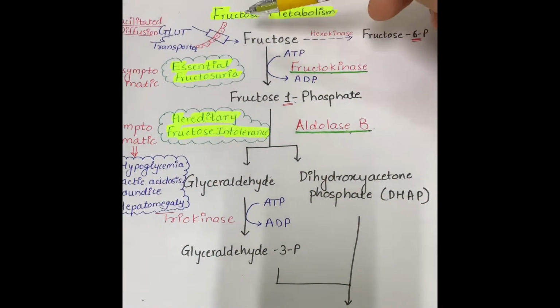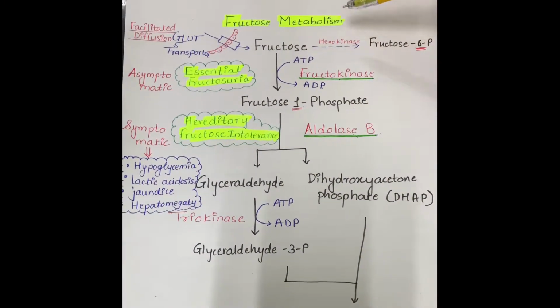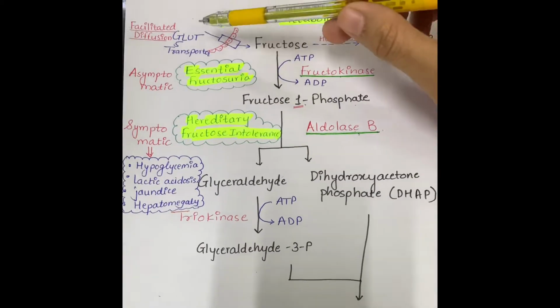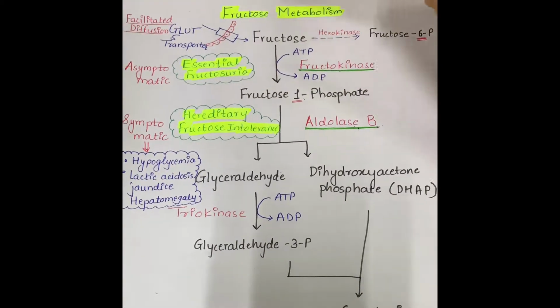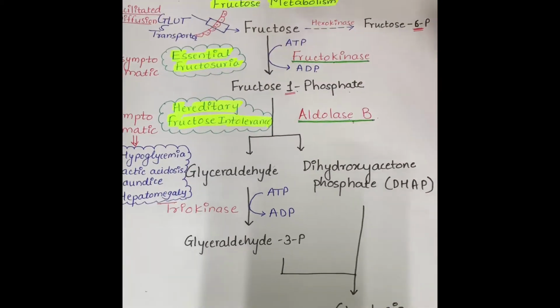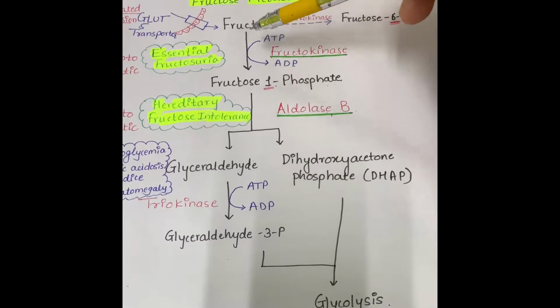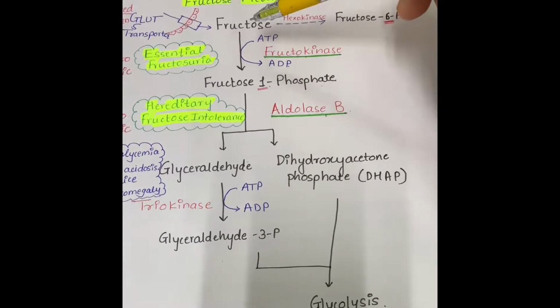Hi friends, this is a quick review of fructose metabolism. Fructose is absorbed at the intestinal epithelium with the help of the GLUT5 transporter, and this is a facilitated diffusion. Once fructose enters the body, it is mainly metabolized in the liver cells.